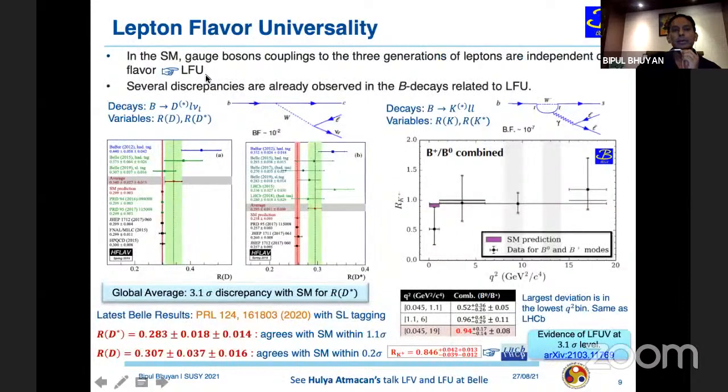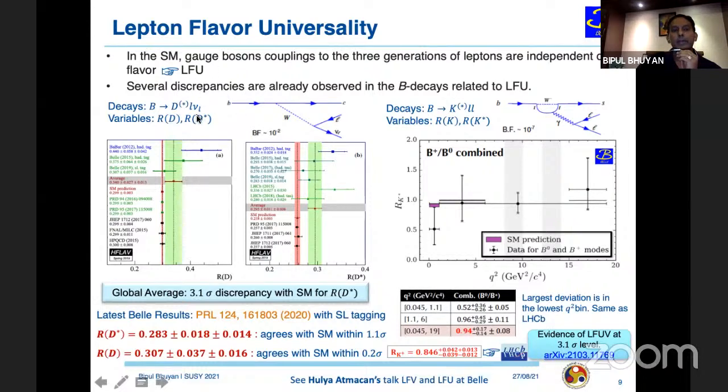Now, moving on to another topic, which is of interest in recent times. This is lepton flavor universality. I think we heard about that in the previous talk. So in the Standard Model, we expect the gauge coupling to the three generation leptons to be independent of the flavor. So that's what we call the lepton flavor universality.